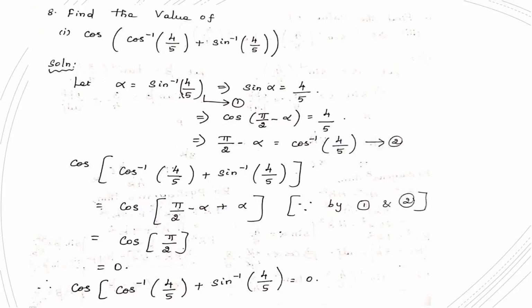Now this plus alpha and minus alpha will get cancelled, so we will get pi by 2 alone. That is cos of pi by 2. Pi by 2 means 90 degrees. What is cos 90 degrees? 0. So the answer is cos inverse of 4 by 5 plus sin inverse of 4 by 5 equals 0.